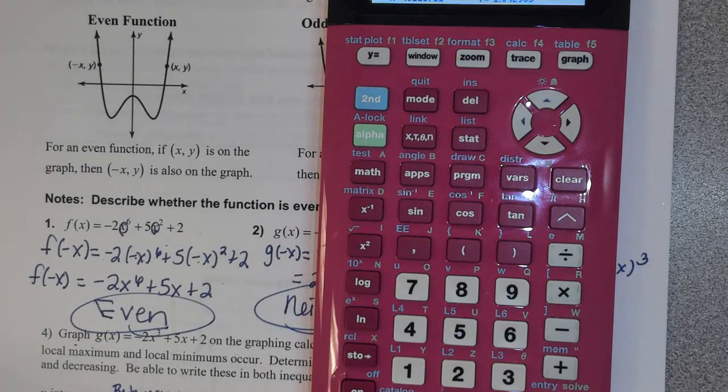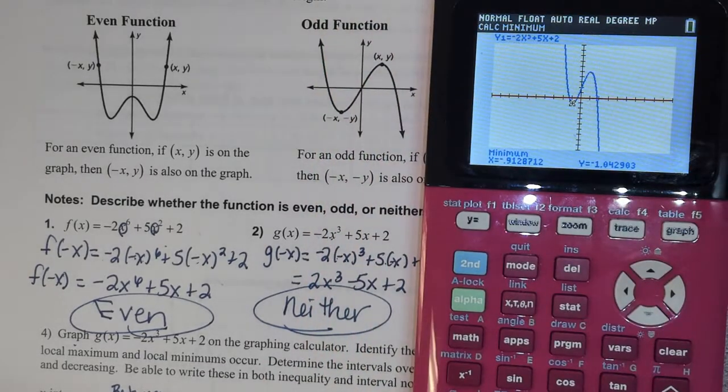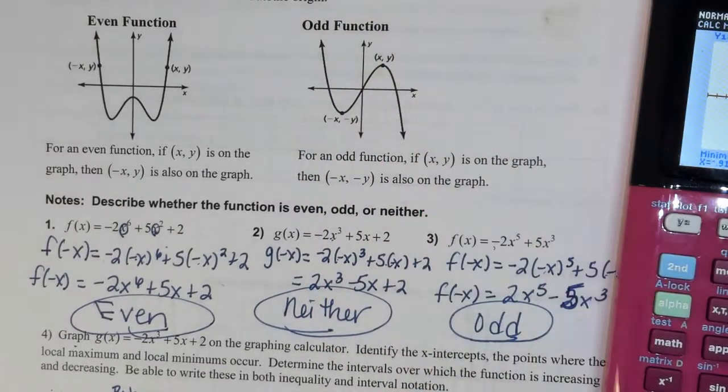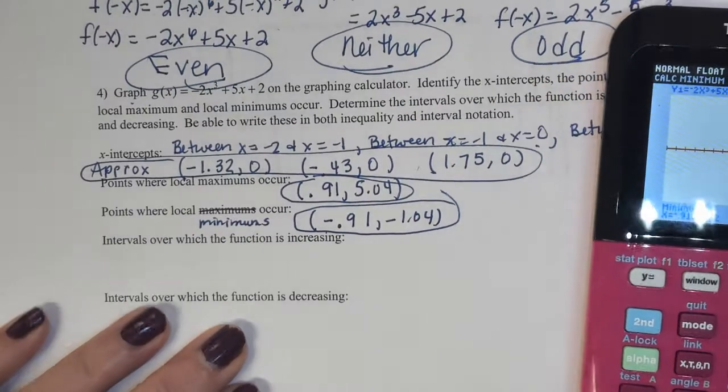Negative 0.91, comma, negative 1.04. Okay, that's approximately where that minimum is.